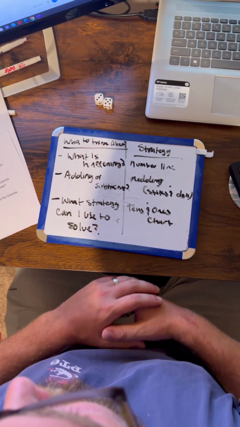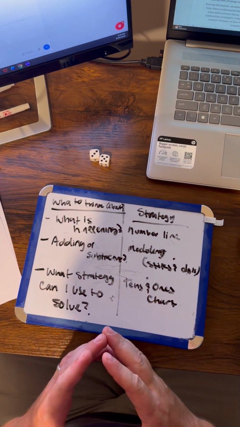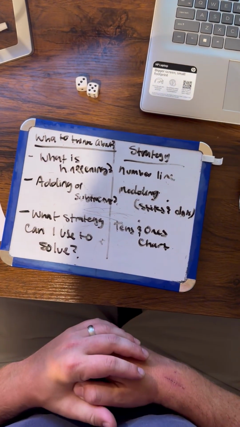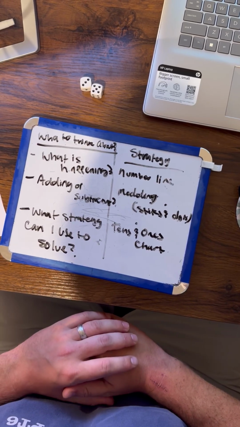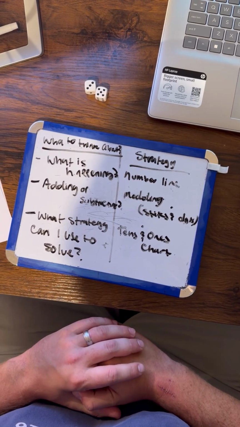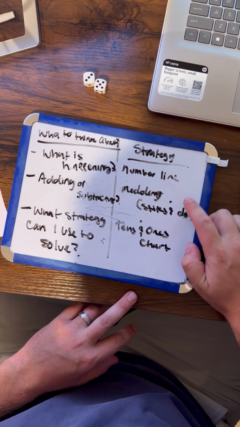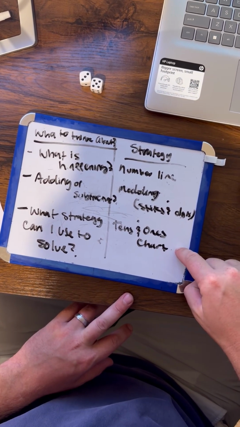Hello, everyone. Today we are starting a new math lesson that is going to build on some stuff you learned back in first grade. Today we're going to practice adding and subtracting numbers within 100. We're going to use 3 different strategies to help solve our problems. Those strategies are using a number line, modeling using sticks and dots, and also using a tens and ones chart.